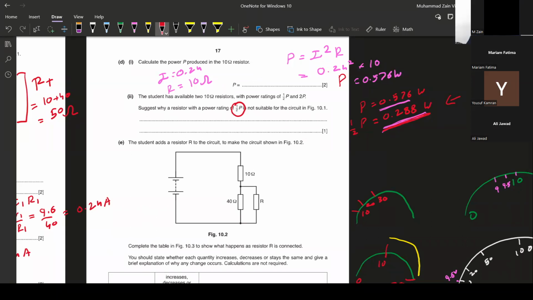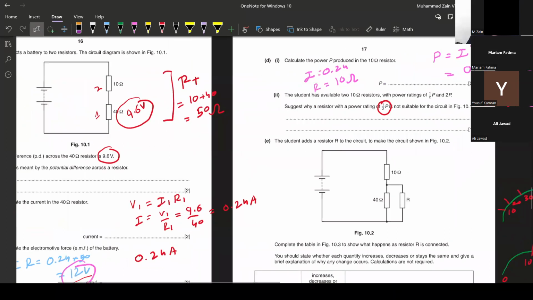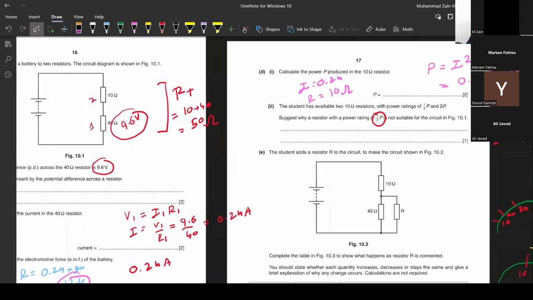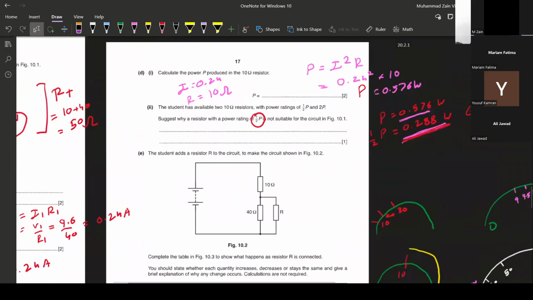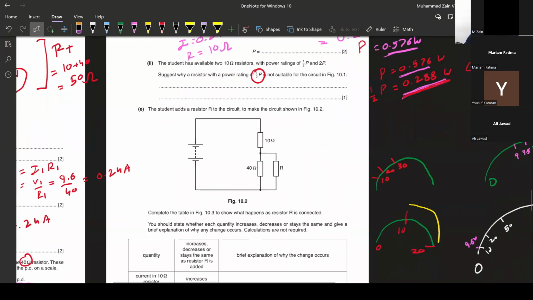But the thing is that it's connected in a circuit where the current is 0.24 ampere and its resistance is 10 ohms. So obviously its power would be equal to this value, 0.576. Since it's now dissipating more energy than it can easily do, it would overheat and burn. Just like the case with the fuse. Whenever the current exceeds in the fuse, the fuse overheats and it burns and stops the current in the circuit. So that's what the case is here right now. I hope this part is clear, I hope it's clear this time.